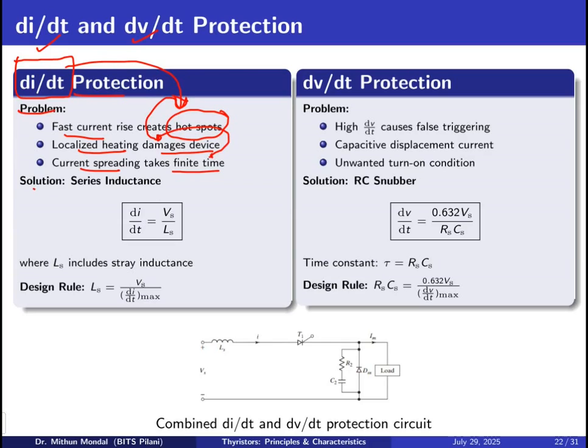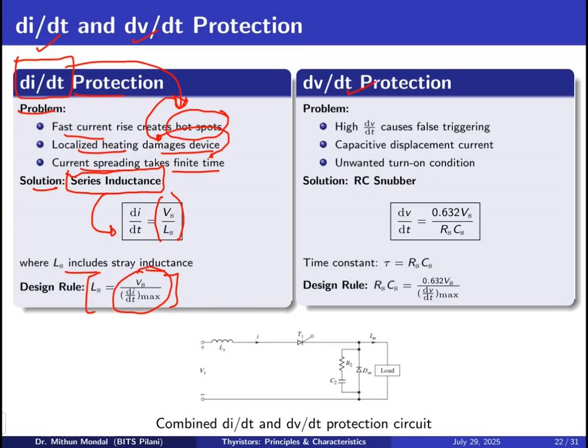What is the solution to protect this? The solution is to incorporate a series inductance, because we know that di by dt for a circuit having an inductor is basically Vs by Ls. Ls includes the stray inductance, and the design rule says that the Ls value that needs to be incorporated is equal to Vs by the maximum value of di by dt.